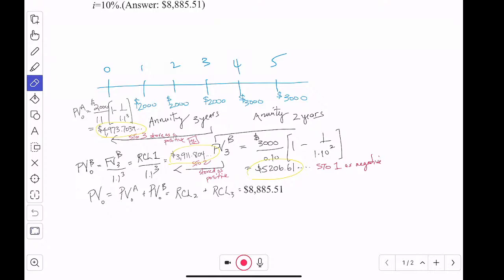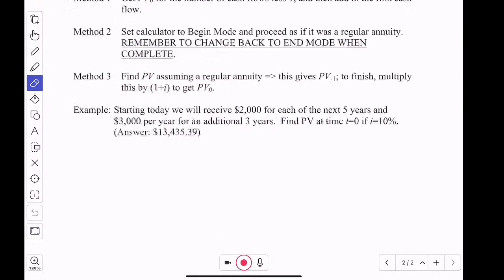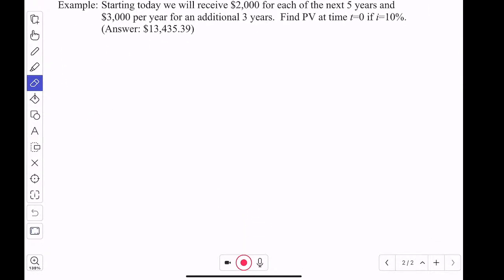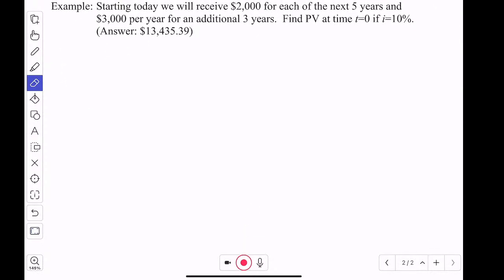All right, next page. So this next one is the annuity due, and above I review the different ways you can answer this one. So starting today, we will receive $2,000 for each of the next 5 years and $3,000 for an additional 3 years.